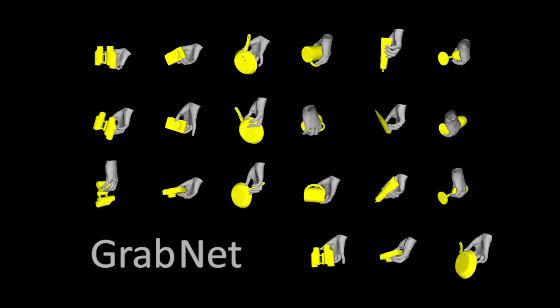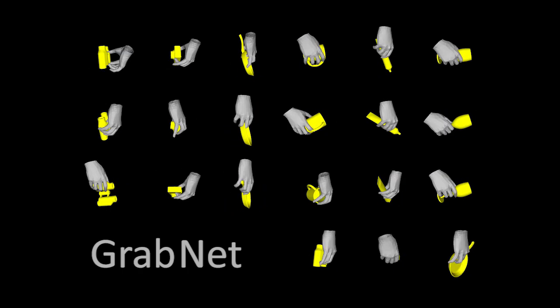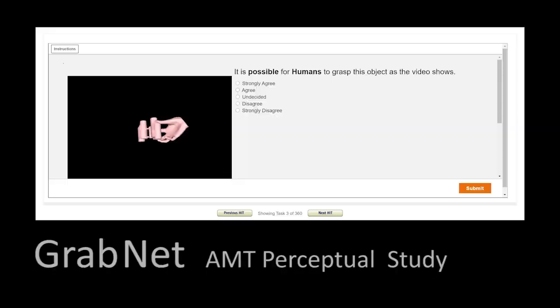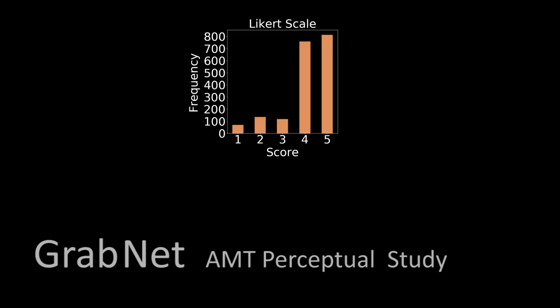To evaluate the realism of our generations, we perform a perceptual study on AMT. For each of our 6 unseen test objects, we generate 20 grasps, mix them with 20 ground truth grasps, and show them with a rotating 3D viewpoint to our participants. Then, we ask participants how they agree with the statement "humans can grasp this object as the video shows." Answers are on a 5-level Likert scale, where 5 denotes strongly agree and 1 denotes strongly disagree. The histogram of responses shows that GrabNet generates hand poses that look realistic.